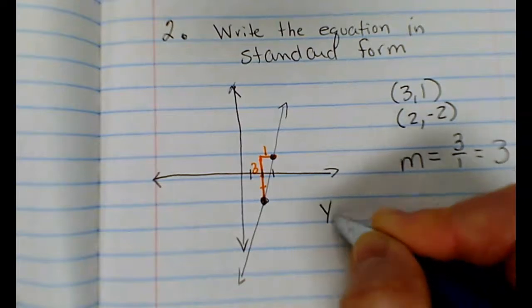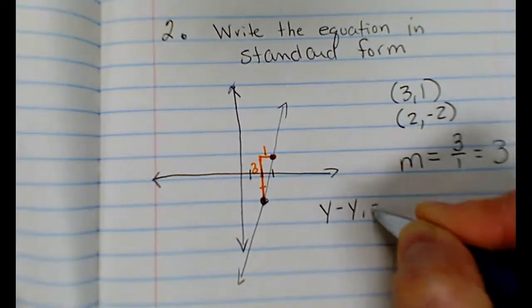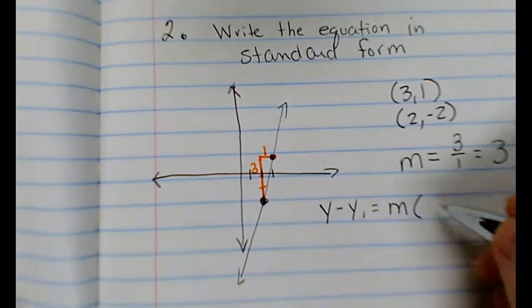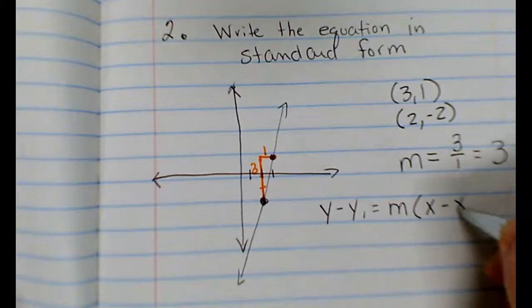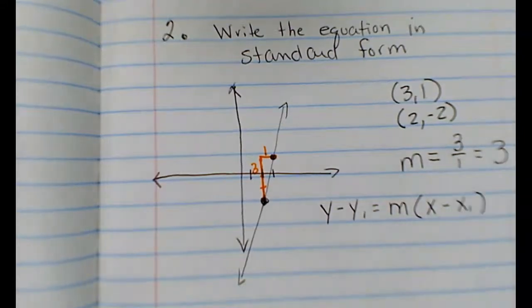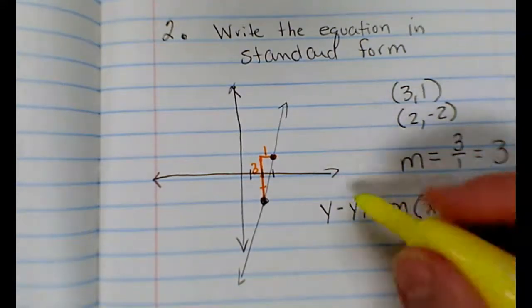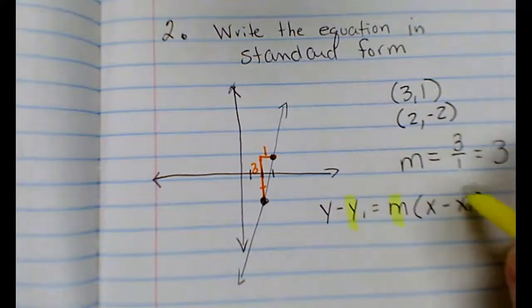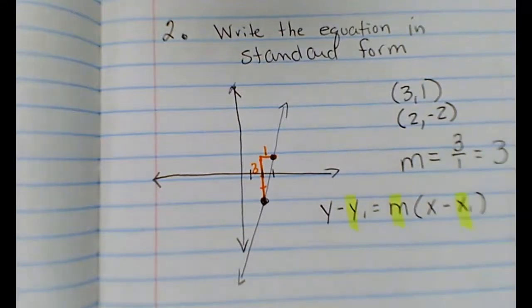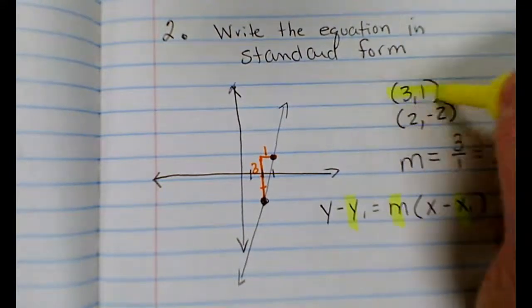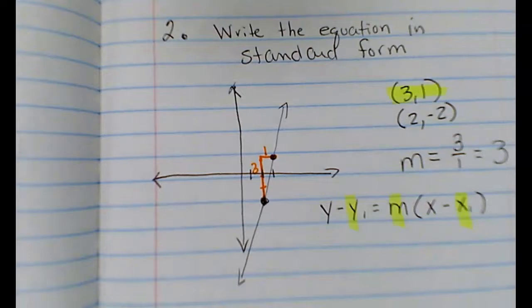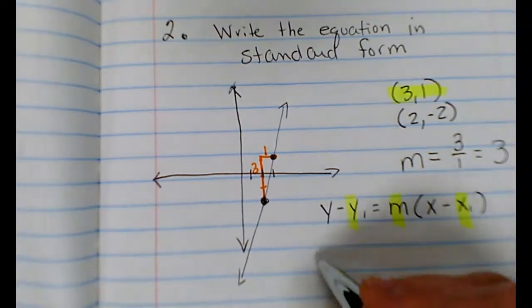Now, I don't have standard form yet. I have some points. I have some slope. So I'm going to fill in my point slope formula. It doesn't matter which point you use. When I convert it to standard form, it's going to be the same. So I'm just going to use this first point.